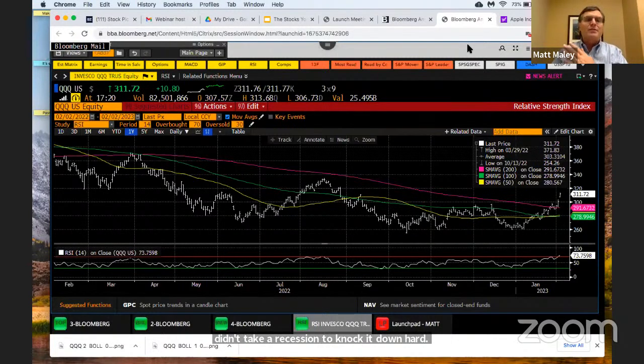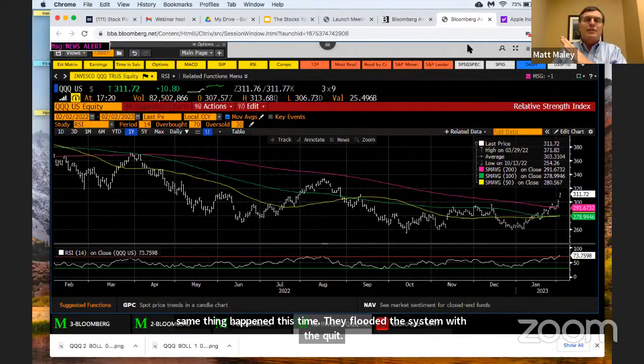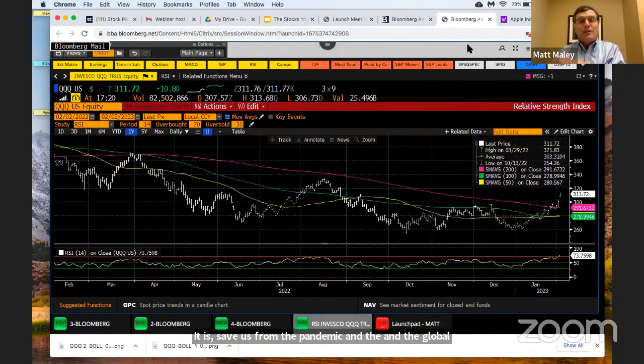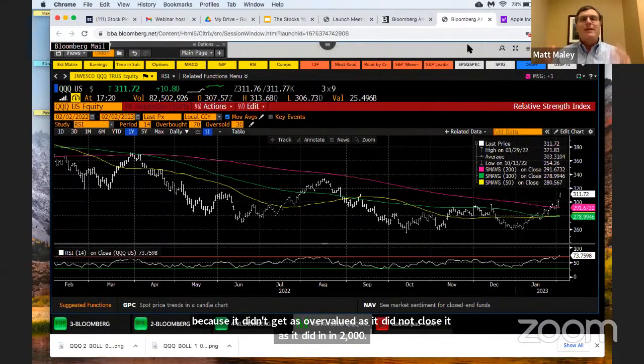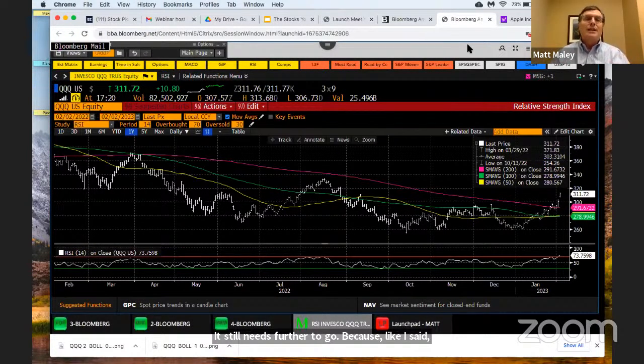They flooded the system with liquidity to save us from the pandemic and the global economic shutdown. It's going to take longer and more downside. Again, it didn't get as overvalued as it did in 2000, not even close. It still needs further to go because, like I said, every bear market, every single one, whether it was a recession or not, every bear market since World War II has not bottomed until we got to below 15 times earnings. We're at 19 times earnings right now.